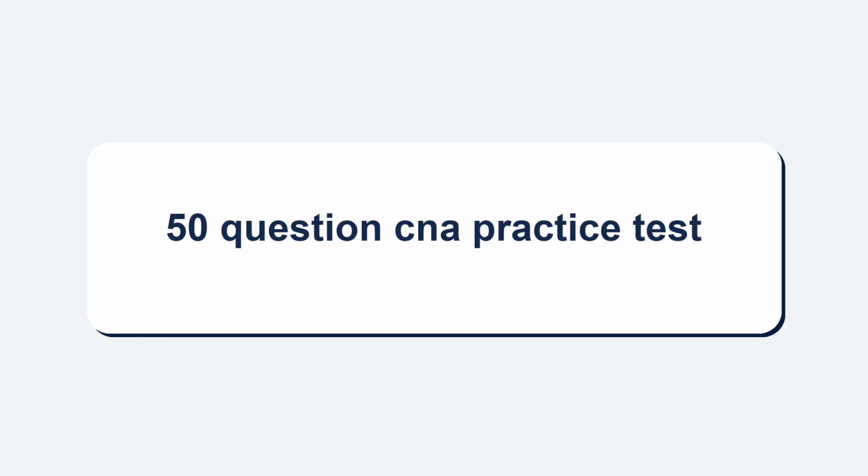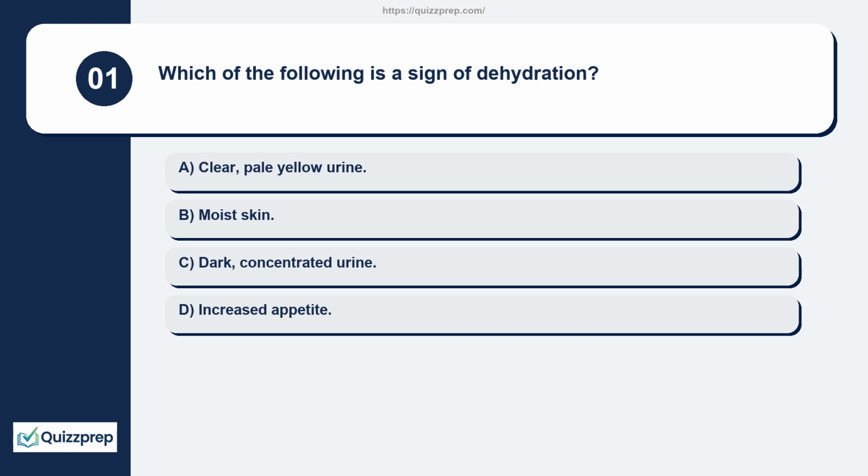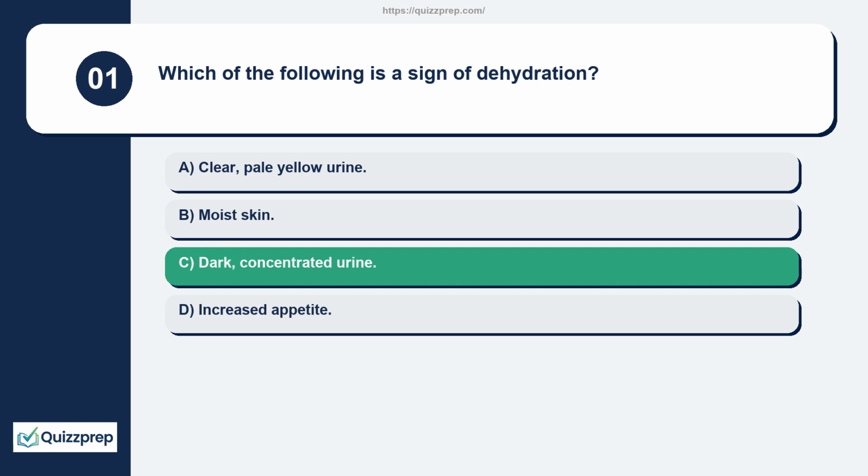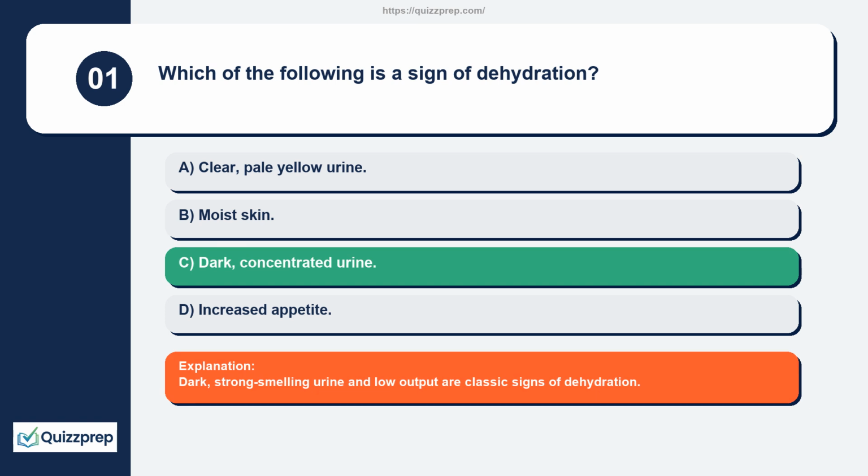50-question CNA practice test. Question 1. Which of the following is a sign of dehydration? Clear, pale yellow urine. Moist skin. Dark, concentrated urine. Increased appetite. Dark, strong-smelling urine and low output are classic signs of dehydration.